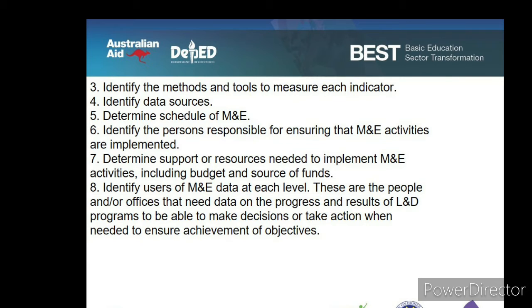Number 8, identify users of M&E data at each level. These are the people and our offices that need data on the progress of results of L&D programs to be able to make decisions or take action we needed to ensure achievement of objectives.